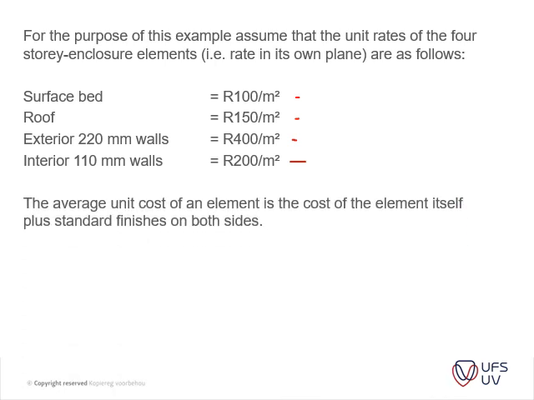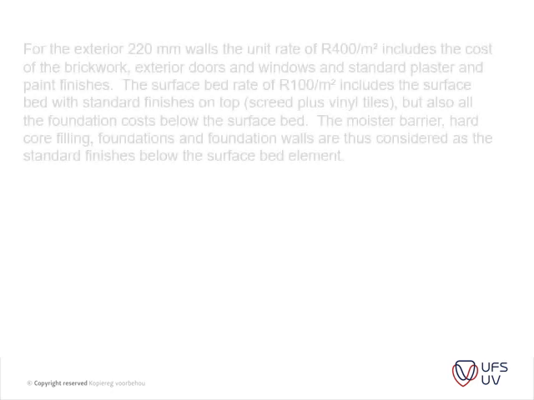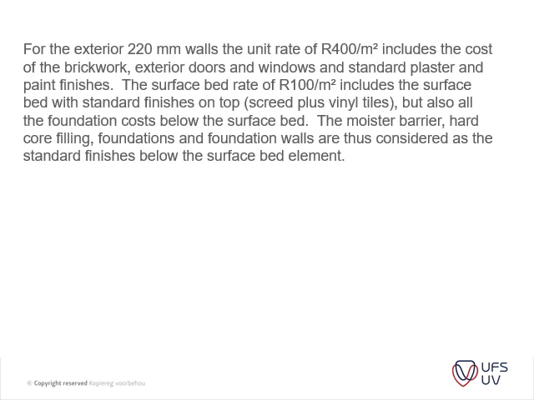Okay, so the average unit rate of an element is the cost of the element itself plus the standard finishes on both sides. What that basically means is that the finishes are included in the rates above. Looking at our next section, for the exterior 220mm walls, the unit rate is 400 Rand per square meter, which includes the cost of brickwork, exterior doors and windows, and the standard plaster and paint finishes.